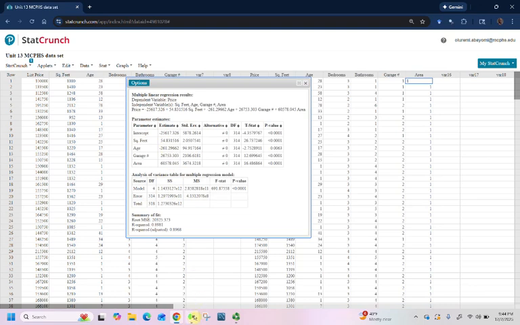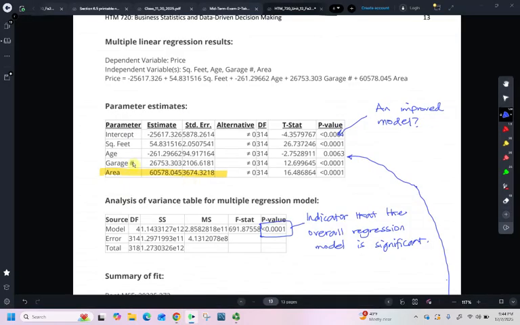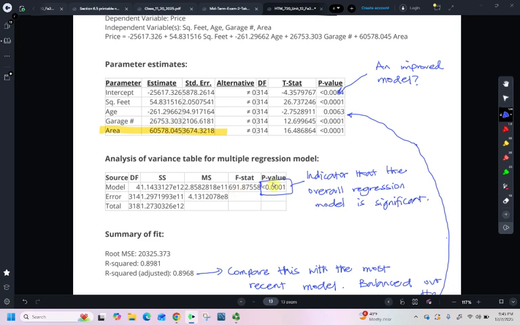So I have this output, where back on our notes, you will notice here that we have square foot, which is positive, because as the square foot increases, we want the list price to also increase. As the age increases, however, we expect the list price often to decrease. That makes sense. Garage number, positive. This is also positive. And our p-value in this case for the overall regression model is the indicator that the overall regression model is significant.